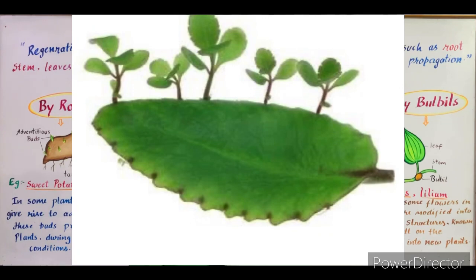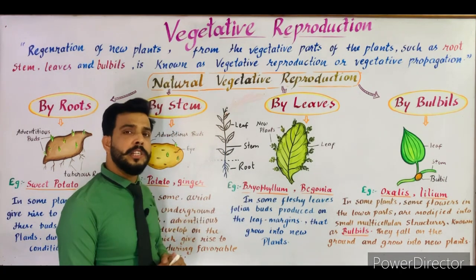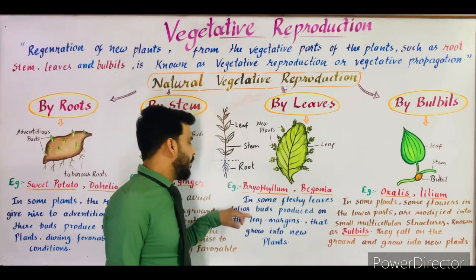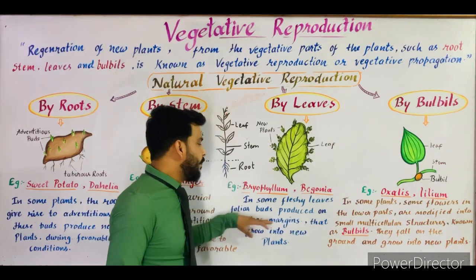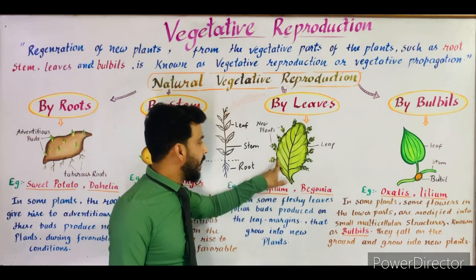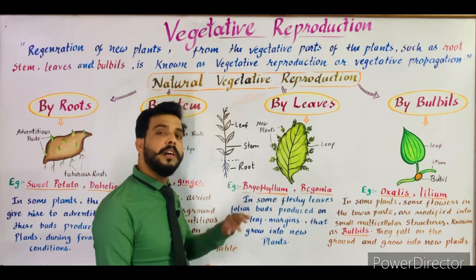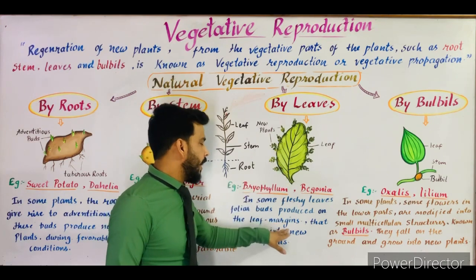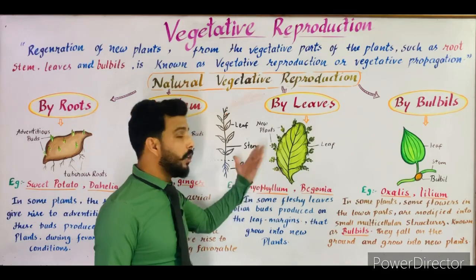Another example is begonia. As you can see, in some fleshy leaves, the leaves are fleshy due to the food storage. In some fleshy leaves, the foliar buds are produced on the leaf margins. As you can see in the diagram, these are the leaf margins, and the buds which develop are known as foliar buds. Foliar buds develop at the leaf margins and grow into new plants.